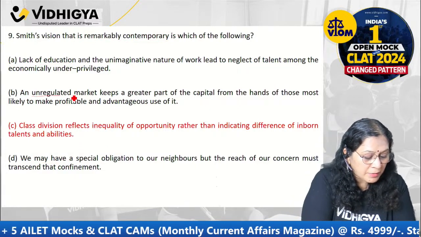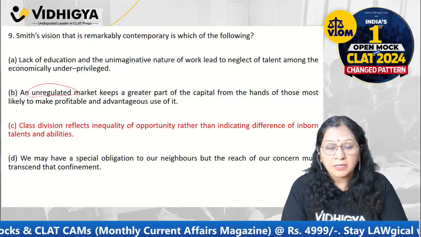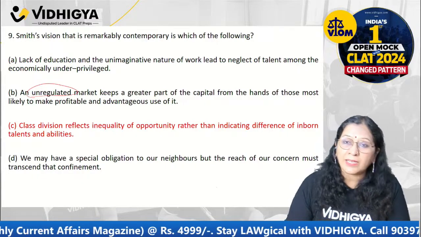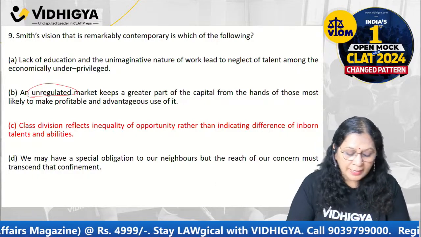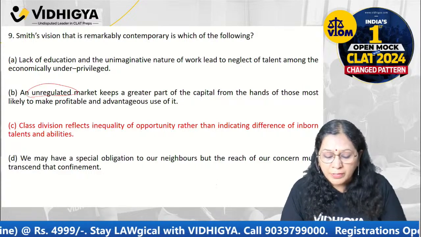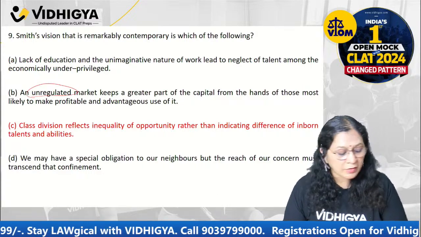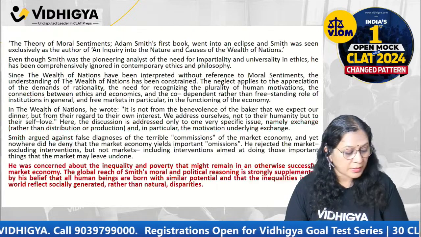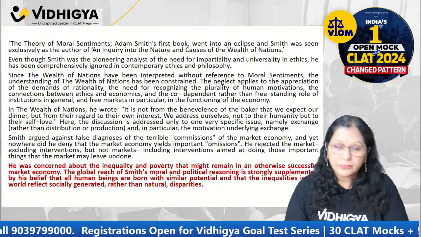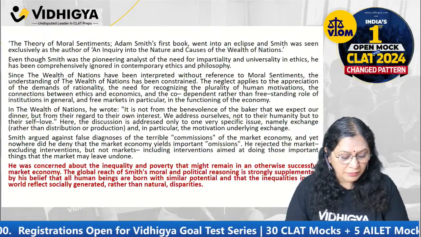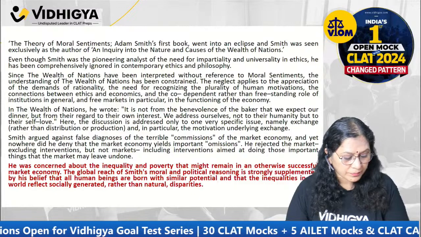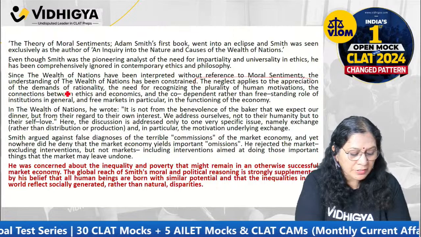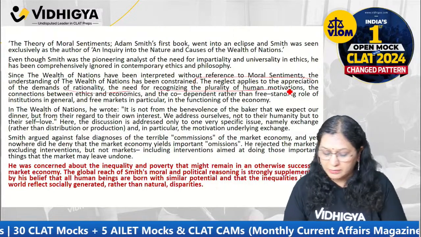यहाँ पे अनरेगुलेटेड मार्केट नहीं, रेगुलेटेड मार्केट की बात कर रहा था. निग्लेक्ट ऑफ टैलेंट अमंग द इकोनॉमिकली अंडर प्रिविलेज, मतलब हम टैलेंट को निग्लेक्ट करते हैं, जबकि ऑथर ने कहा था कि देखो टैलेंट हो सकता है सबके पास बराबर, पोटेंशियल है. सो सी वुड बी अ बेटर आंसर देन दी अदर्स. गिवन वेरी क्लियरली इन द लास्ट पैराग्राफ. निग्लेक्ट जो था वो टैलेंट वाला नहीं था, डिमांड्स ऑफ रैशनैलिटी एंड रिकॉग्नाइजिंग द प्लूरैलिटी वाला था.